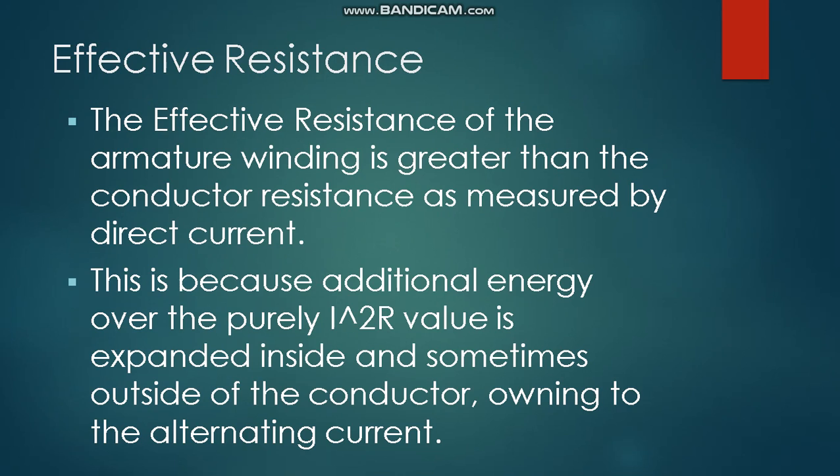Effective resistance. The effective resistance of an armature winding is greater than the conductor resistance measured by direct current. This is because additional energy over the purely I squared R value is expended inside and sometimes outside of the conductor, owing to the alternating current.